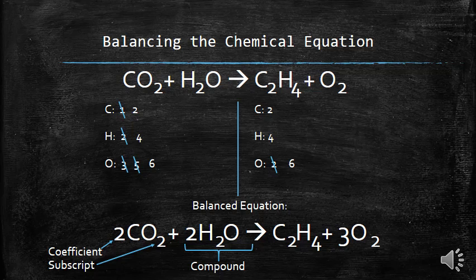So after doing all of that, you have to keep track of which coefficients you put where, and then I ended up with the balanced equation of 2 CO2, 2 H2O for my reactants, and my products were C2H4 and 3 O2.